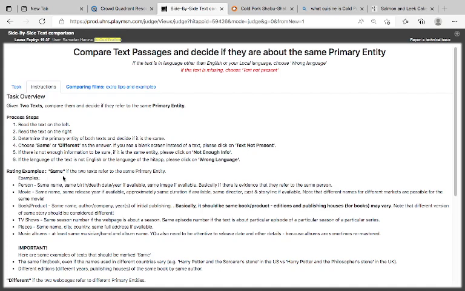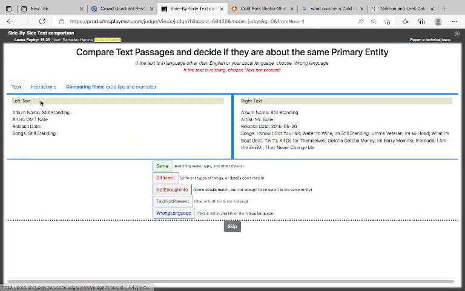Rating example, same person, same name and the rest. You can go through that yourself some other time. Now what they are saying here is simple: can you compare the left text and the right text? Are they the same?